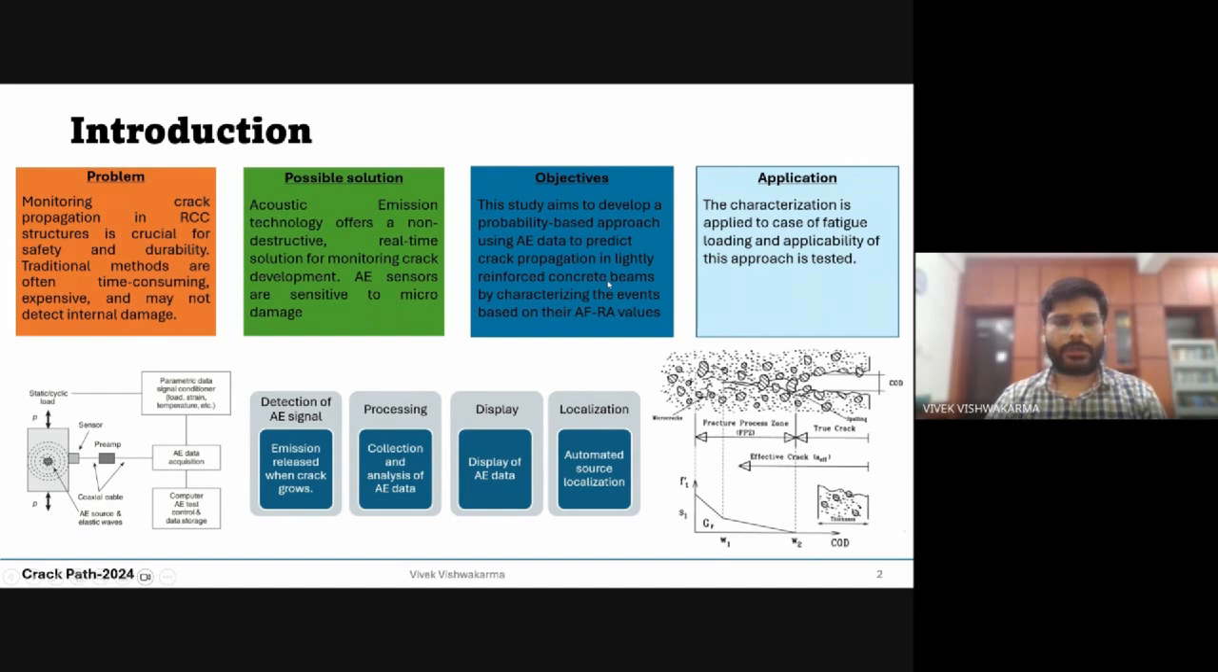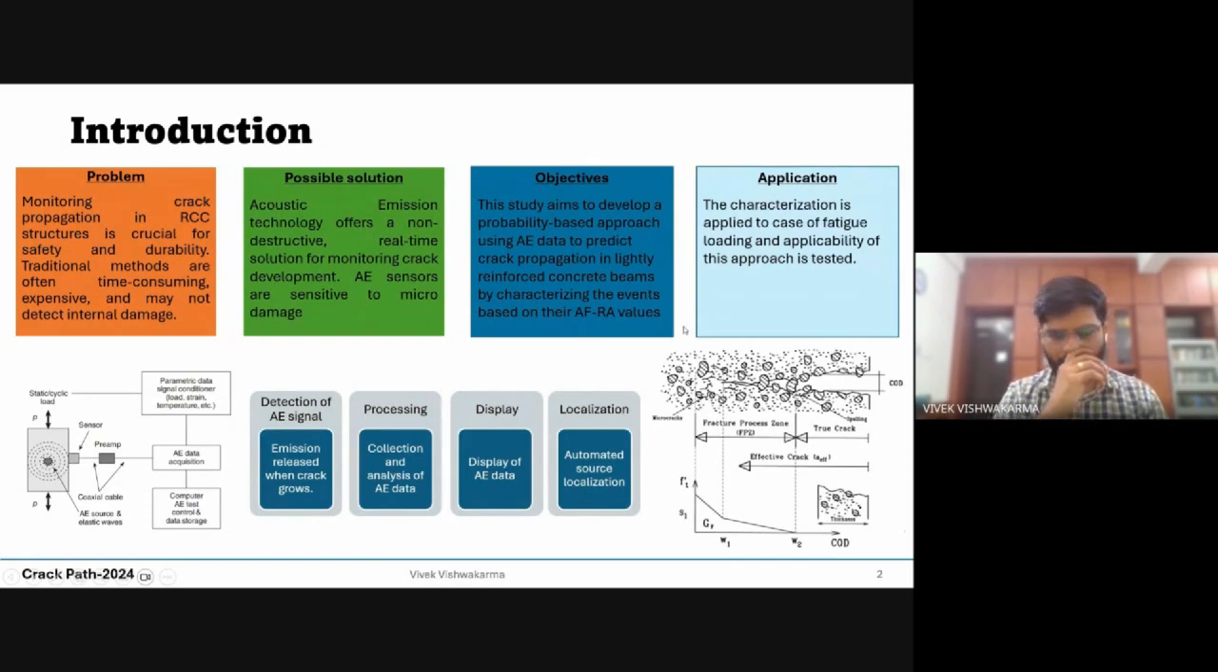So my objective for this study is to develop a probability-based approach so that I could predict the crack propagation, or rather, I would say simulate crack propagation in lightly reinforced concrete beams based on the parameters AF and RA. So I will try to apply that approach to fatigue loading also.